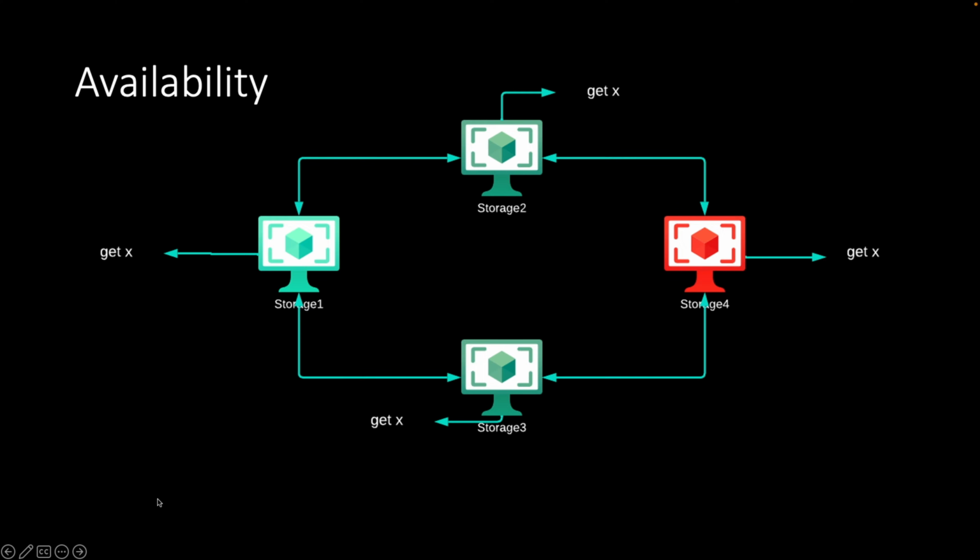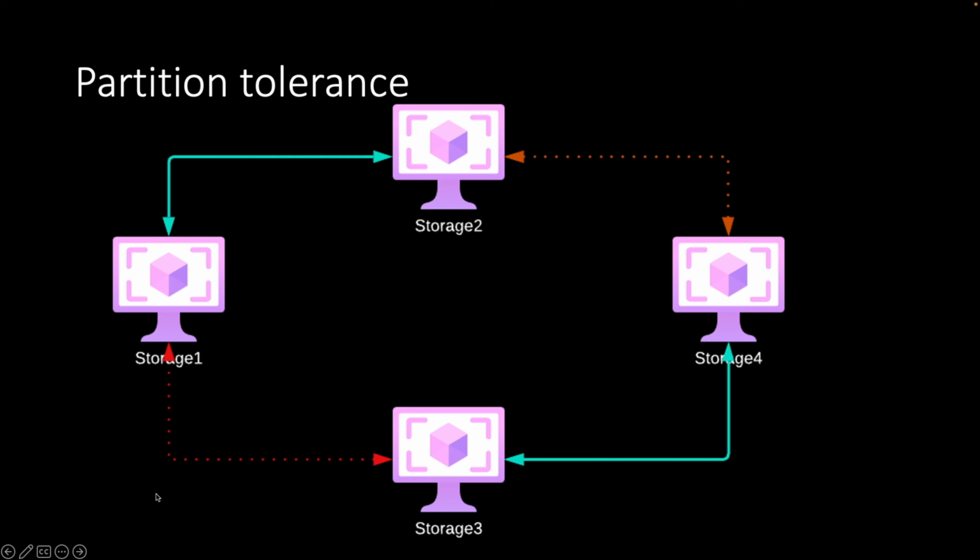Second is availability. In the case of availability, if you try to read or write a value from any of the nodes in a cluster, you should get a success response. It doesn't mean that you would try to connect to a faulted node and try to get the value, but if you try to get a value from an available node which is up and running, you should be able to get the response.